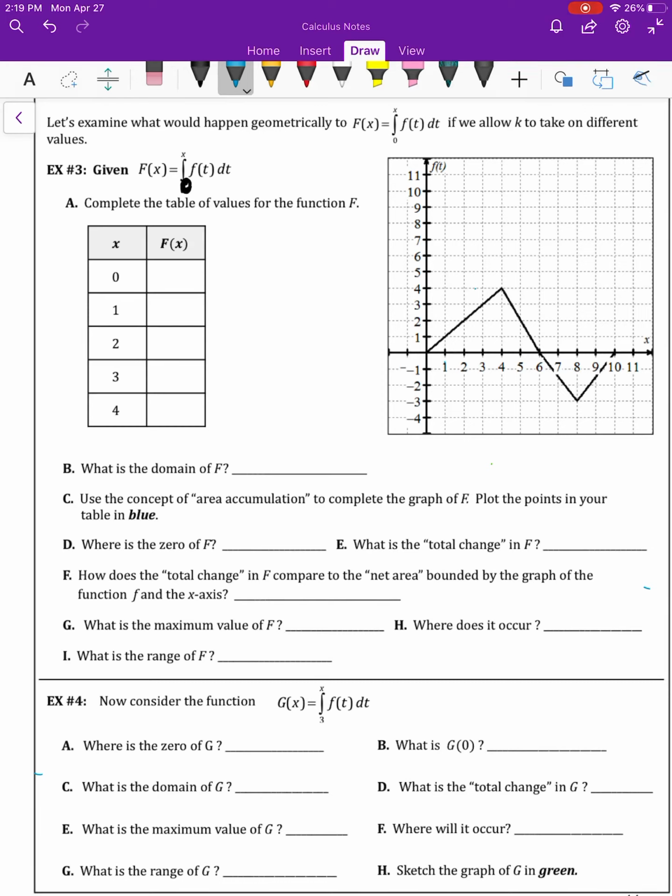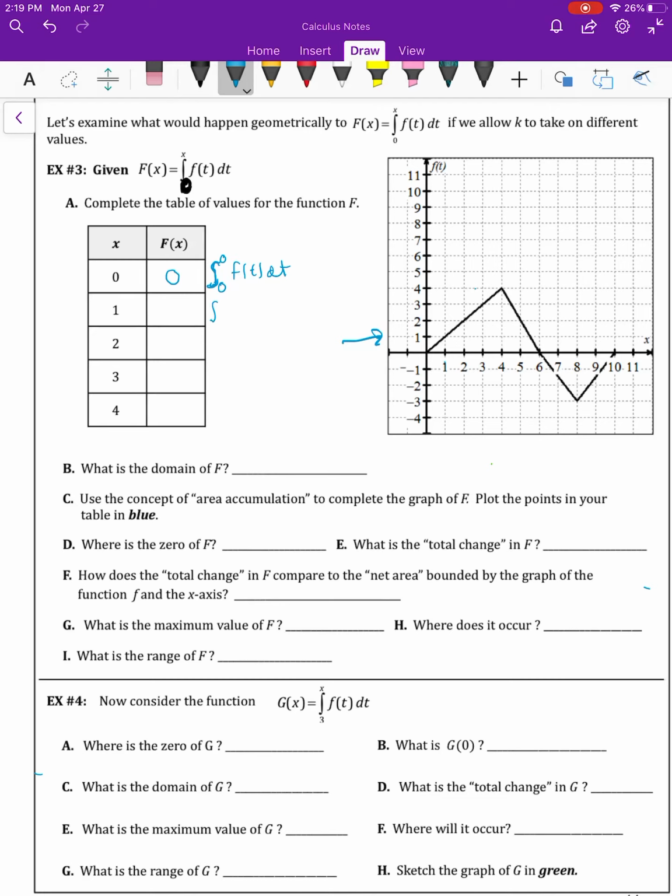So complete the table of values for the function capital F. So we know that capital F is the integral from 0 to x of that function f of t. And this is my function f of t right here, okay? So if I wanted to know what F of 0 was, my F of 0 is going to be the integral from 0 to 0, f of t dt. And I said that if you're really going nowhere, you're going to have 0. If it's 1 to 1, it's 0. If it's 2 to 2, it's 0.